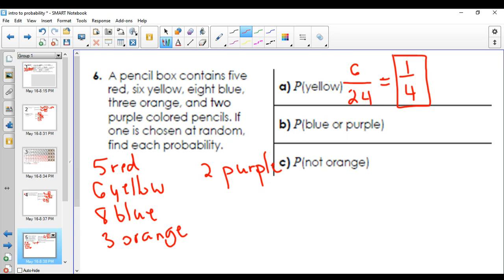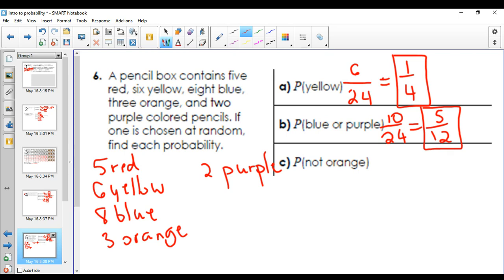Okay, next, probability of choosing a blue or purple. Well, there are 8 blue, there are 2 purple, so we are combining both of those together because we could choose either one of them. So 8 plus 2 gives us 10 out of 24. That simplifies to 5/12. So the probability there would be 5/12.